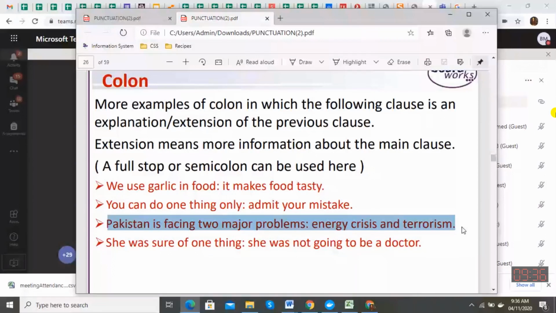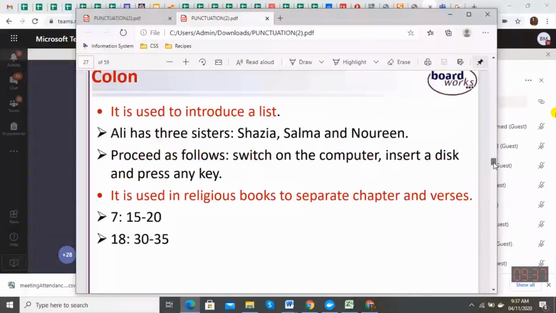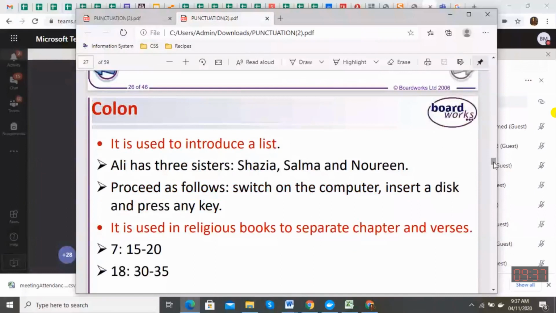She was sure of one thing: she was not going to be a doctor. Out of 4 sentences, only one can show cause and effect. Which one is that? First one. Very good. Now, other usage of colon is, as we have already discussed, it is used to introduce a list.